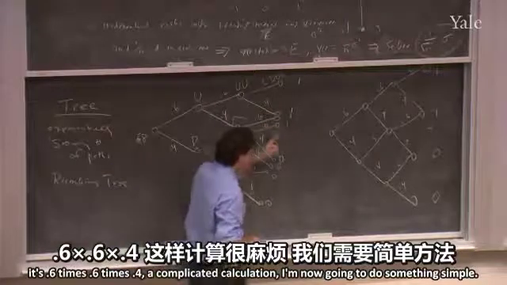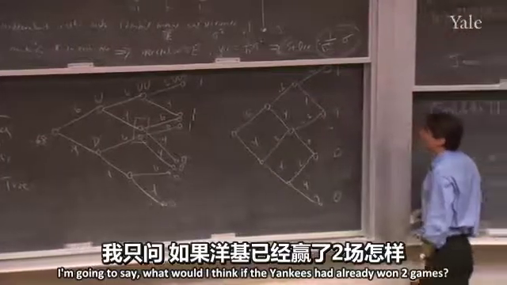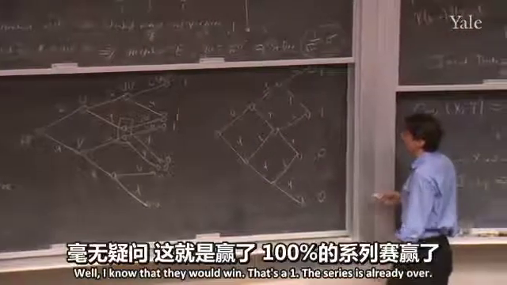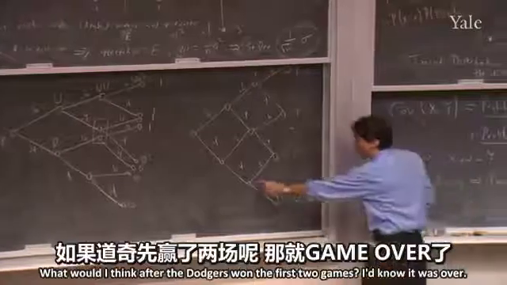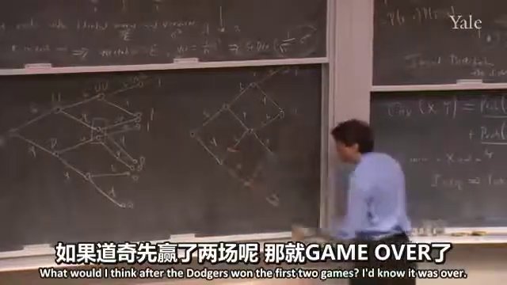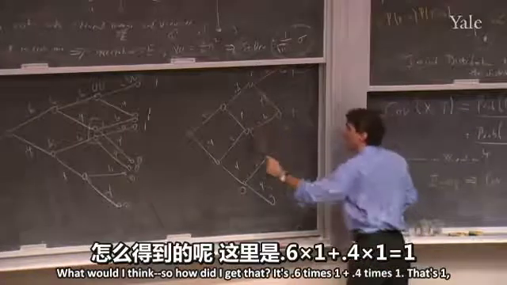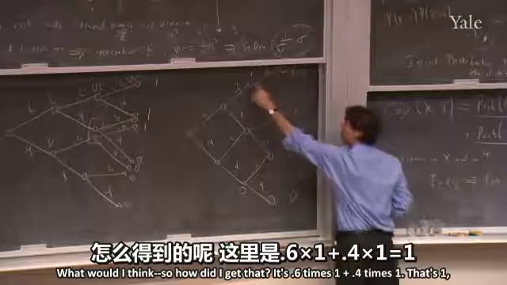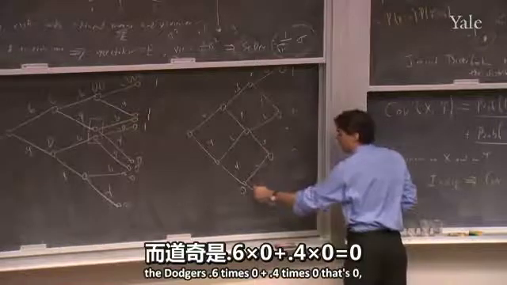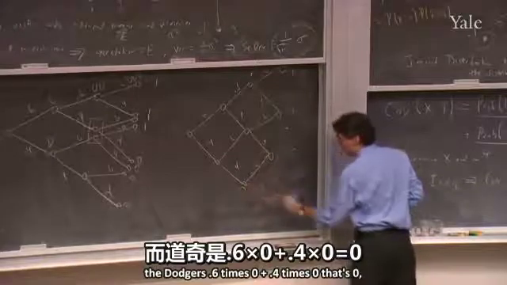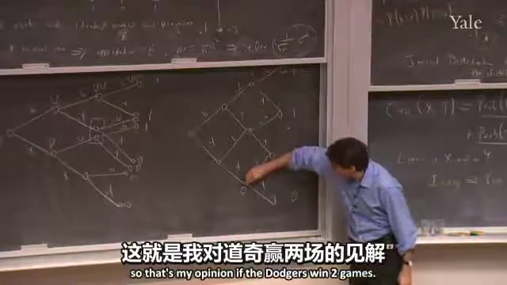Okay, I'm now going to do something simple. What would I think if the Yankees had already won 2 games? Well, I know that they would win. That's a 1. The series is already over. What would I think after the Dodgers won the first 2 games? I know it was over. And so how did I get that? It's 0.6 times 1 plus 0.4 times 1. That's 1. For the Dodgers, 0.6 times 0 plus 0.4 times 0. That's 0. Okay, so that's my opinion if the Dodgers win 2 games.